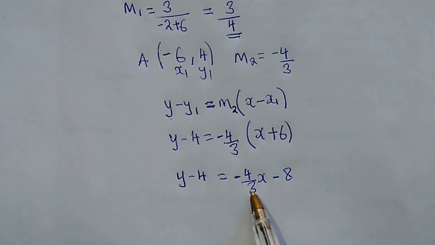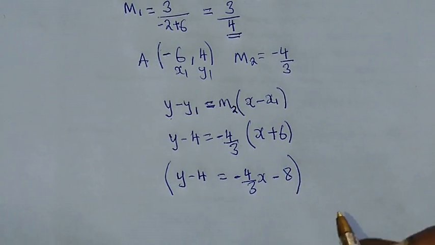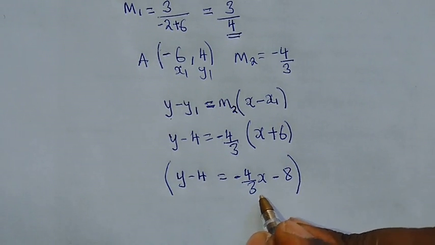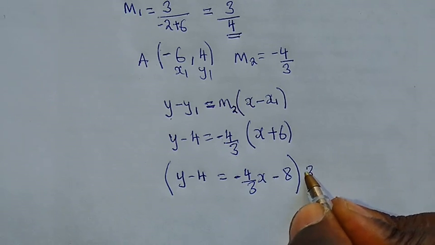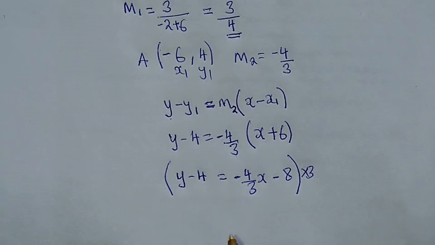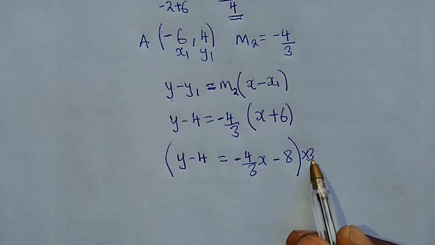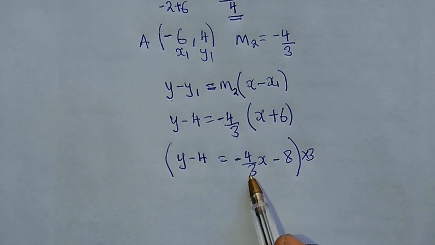Now, this is a fraction, so you need to get rid of this fraction. So you are going to multiply throughout with a 3. You multiply throughout with this 3 because it's the common denominator right here. So from here, we are going to have what?